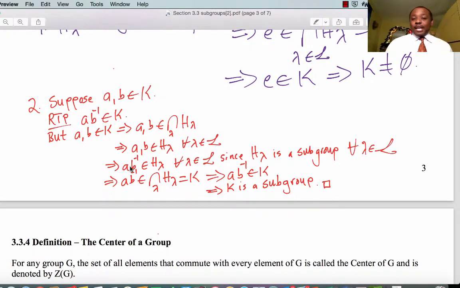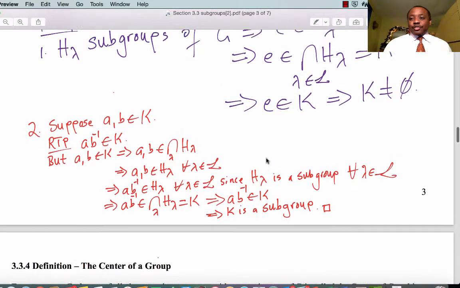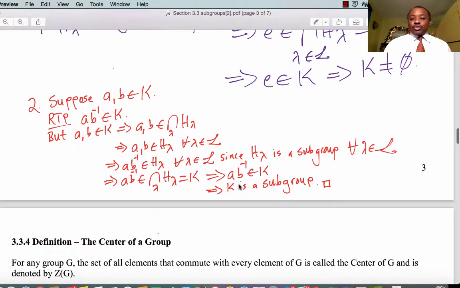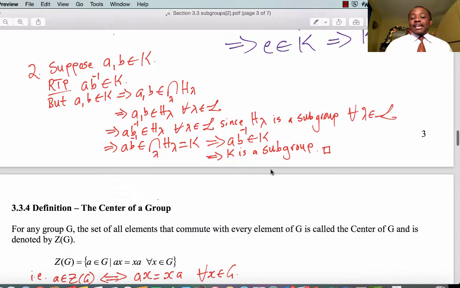Therefore, A times B inverse would be in H lambda for every lambda, because they are all subgroups, by the subgroup criterion compressed. But if AB inverse is in H lambda for every lambda, that simply means AB inverse is in the intersection of all the H lambdas. And that intersection of all the H lambdas is your K, i.e., AB inverse is an element in K. We have shown that K is not empty, and we have also shown that if we pick any two elements A, B in K, AB inverse is in K, and therefore by the subgroup criterion compressed, K is a subgroup of our group G, and we are done.